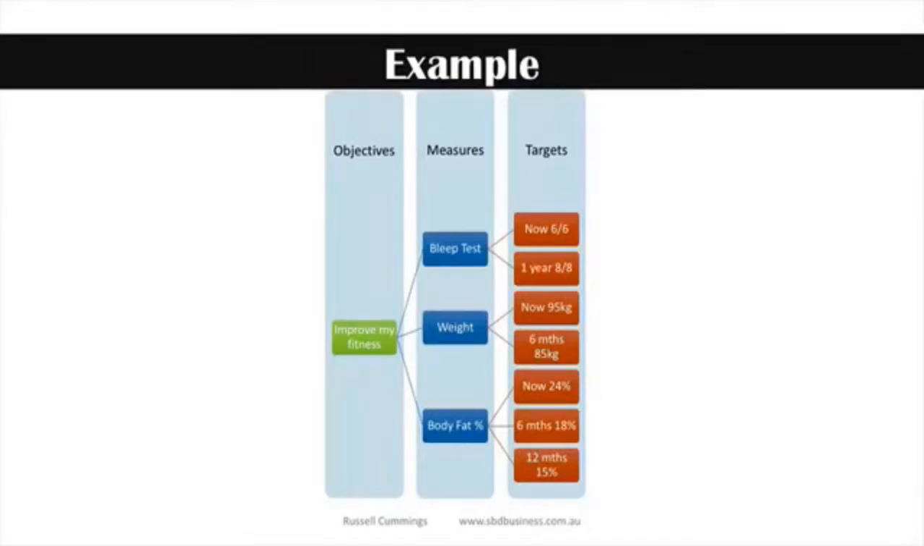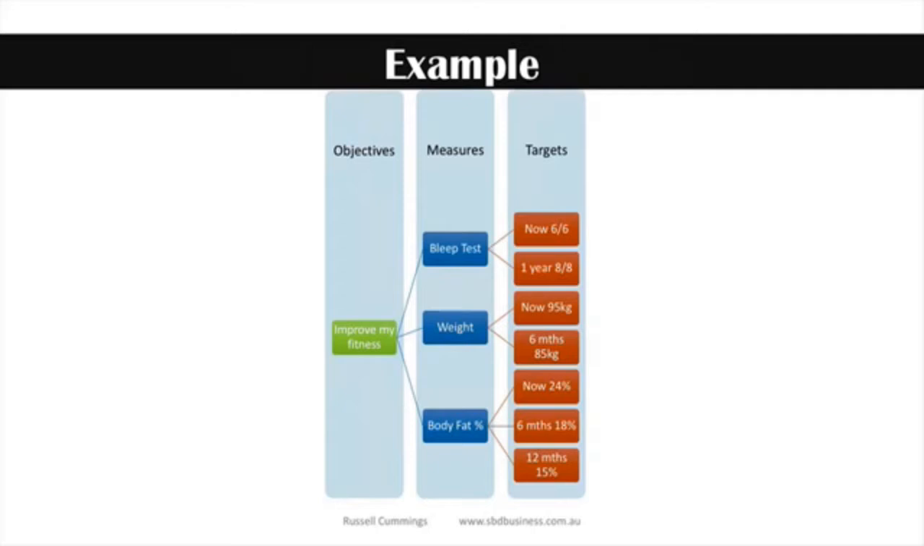Another measure of fitness is body fat. Not only do I want to lose weight, but more importantly I want to get my body fat percentage down. Currently at 24%. In 6 months' time, I'd like that to be 18%, and then in 12 months' time, 15%. So you can see how we've layered that. They're all measures that help you determine whether you're actually improving your fitness or not. So that's the first thing: brainstorm the objectives you want, and then from that create some measures.